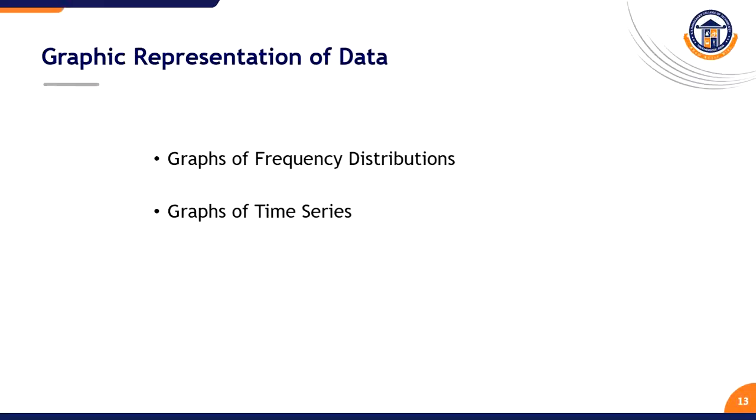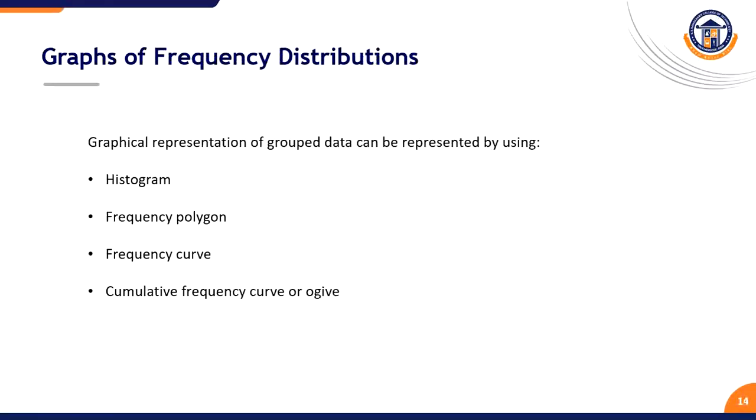Next, graphical representation of data. The graphical representation of data consists of two parts: graphs of frequency distribution, and graphs of time series. Next, we have to see the graphs of frequency distributions. The graphical representation of grouped data can be done using a histogram, frequency polygon, frequency curve, or cumulative frequency curve, also called an ogive.